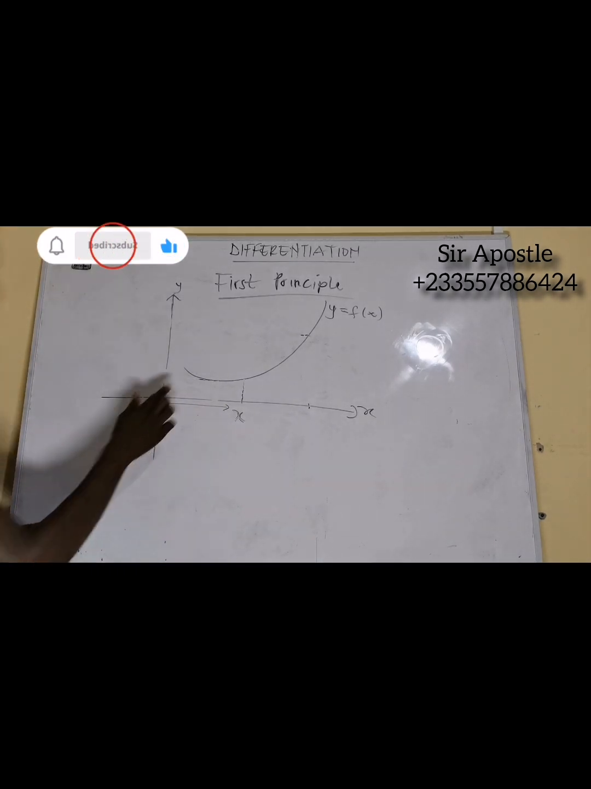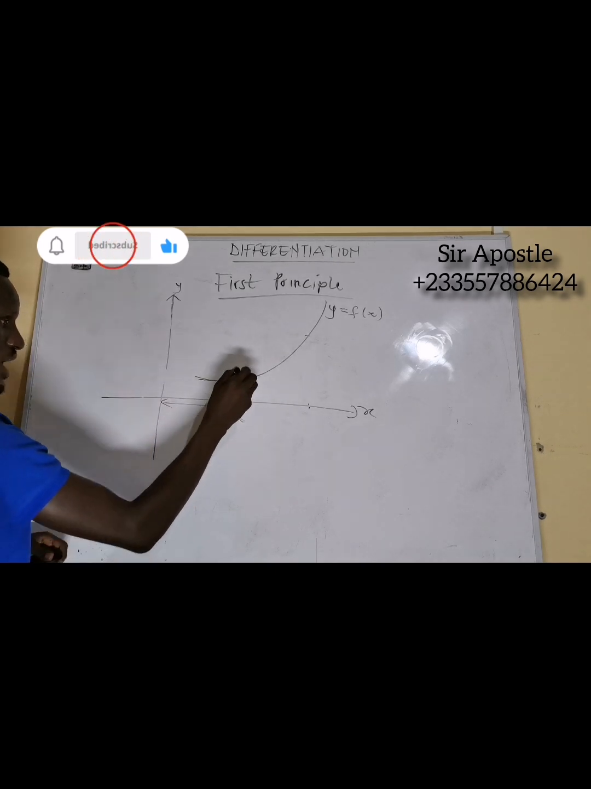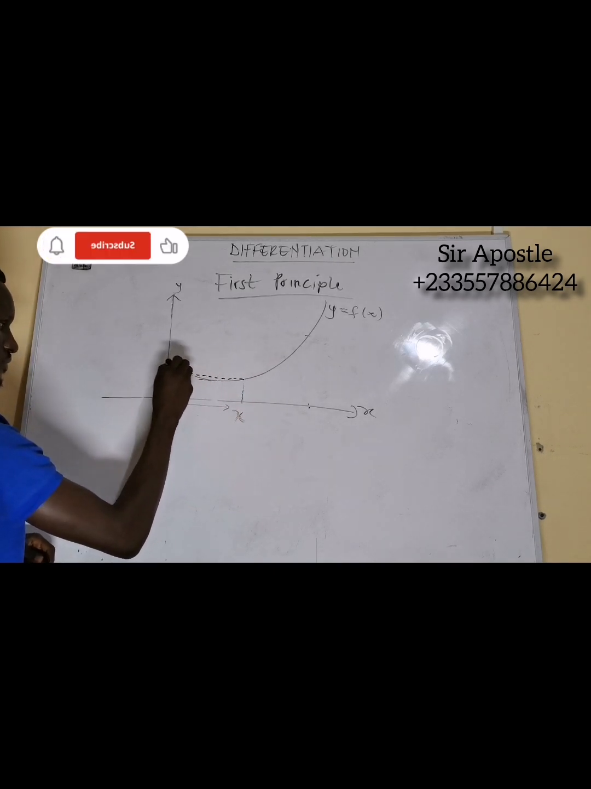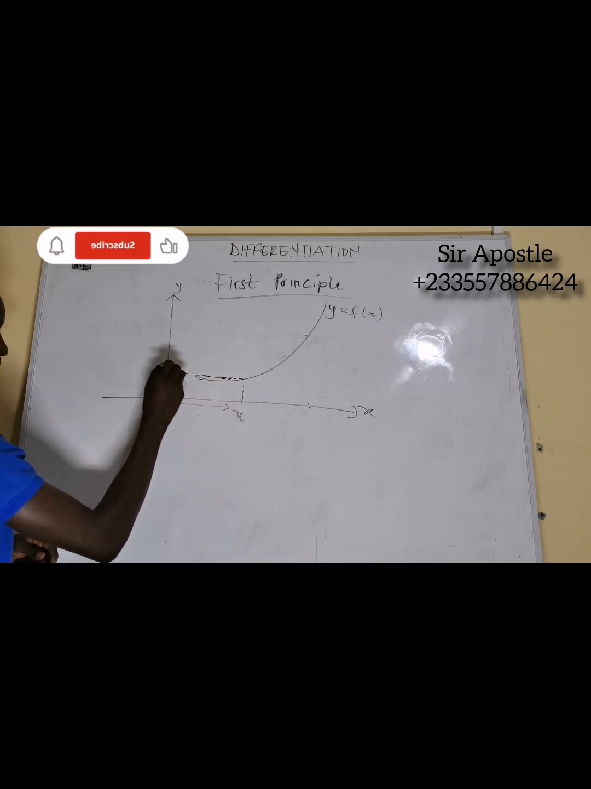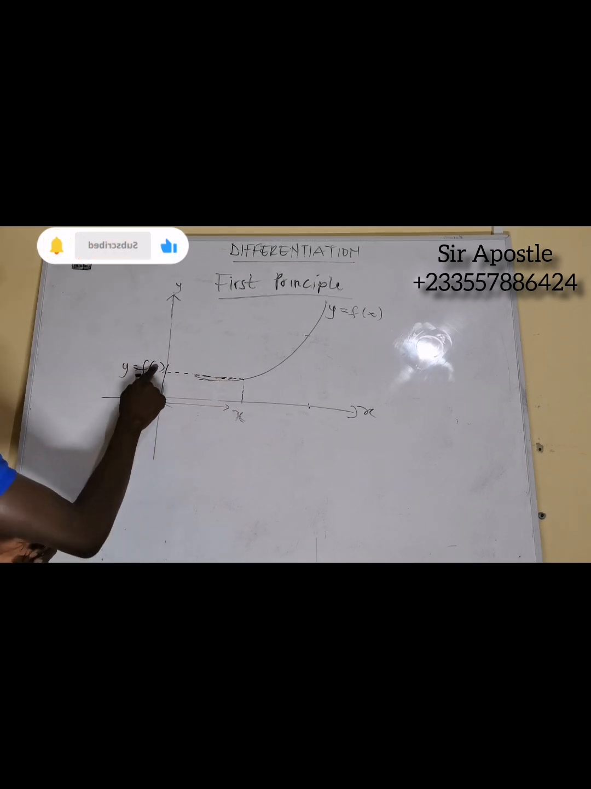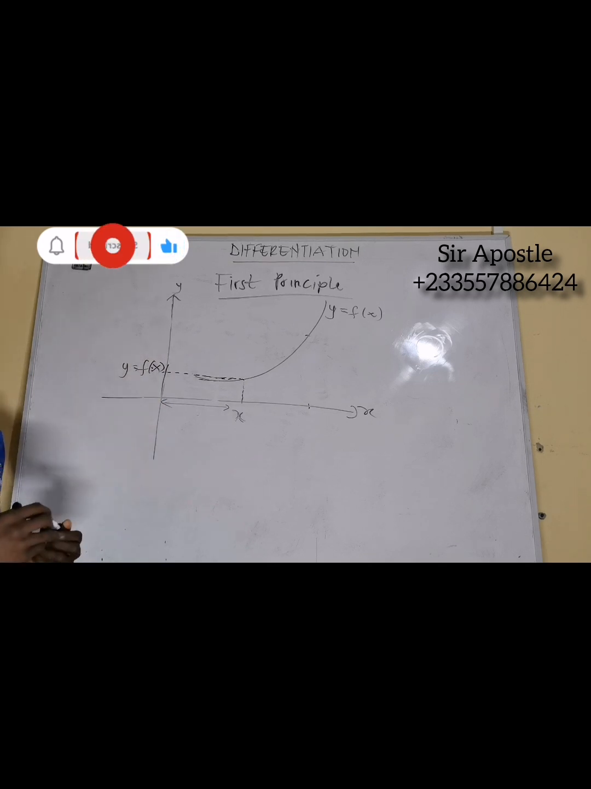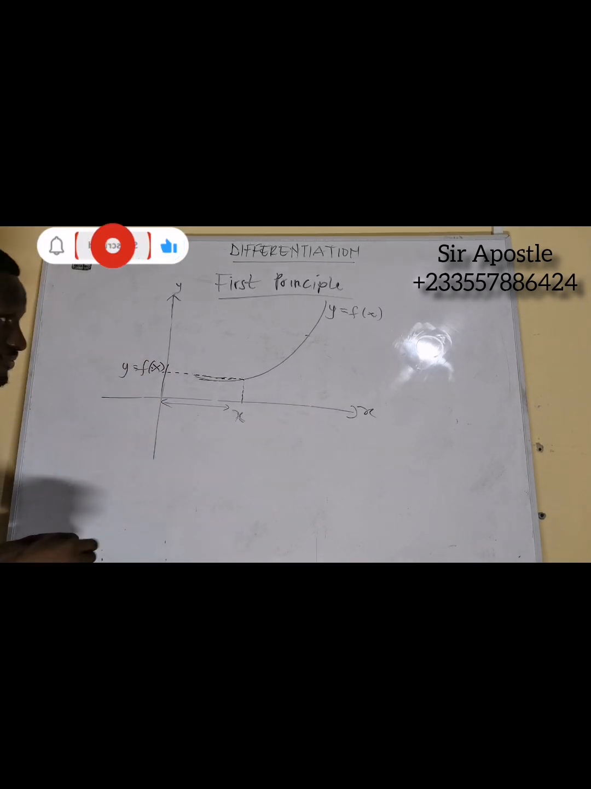Now what will be its corresponding y value? This is the function f of x. So the y value will be here. So this will be our y value, that is f of x, because the x is the same x.